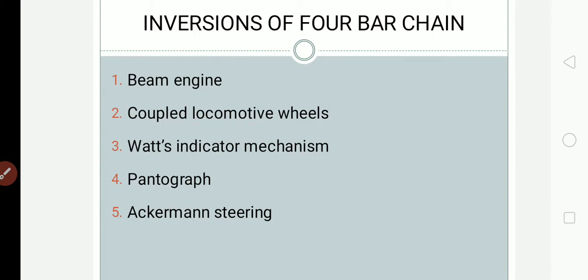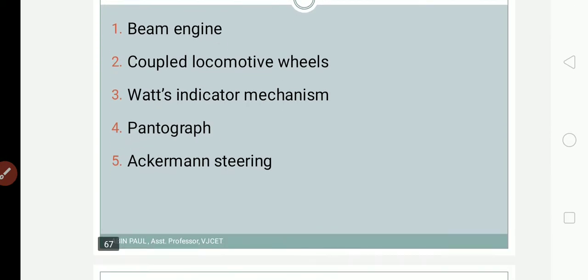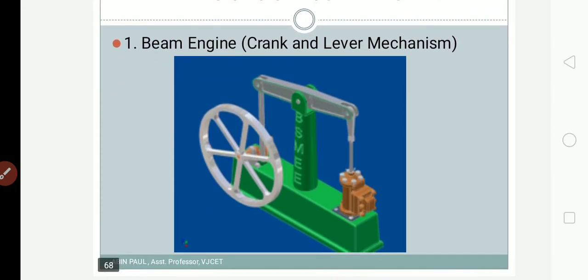Now in this section we will see what are different inversions of first type of kinematic chain, that is four-bar chain. So four-bar chain, the inversions are: first one beam engine, then coupled locomotive wheels, Watt's indicator mechanism, pantograph and Ackermann steering gear. These are some of the inversions of four-bar chain. So let us see one by one. First one is beam engine or crank and lever mechanism.